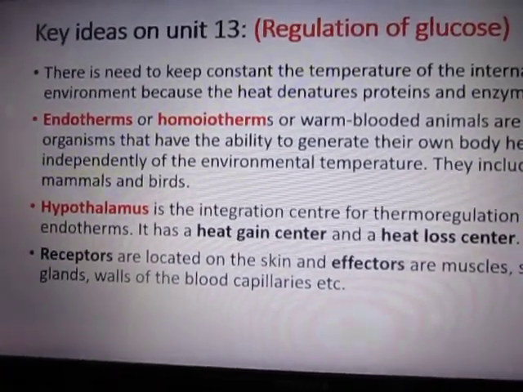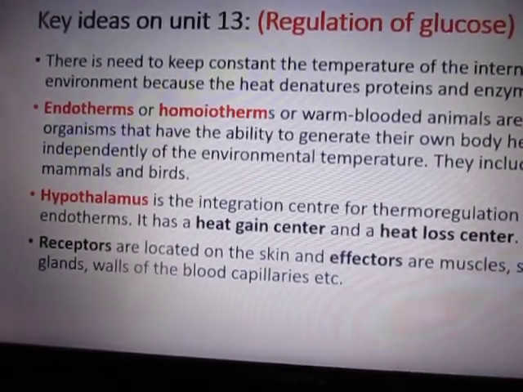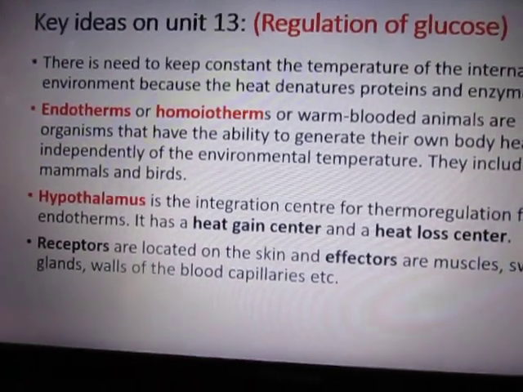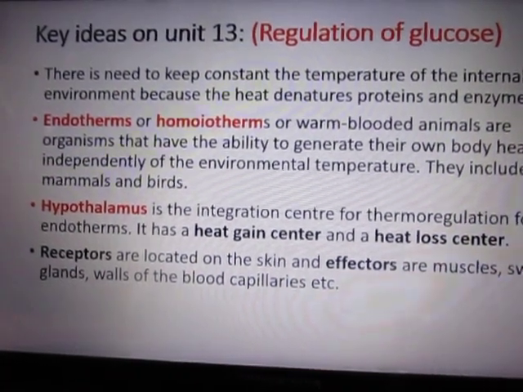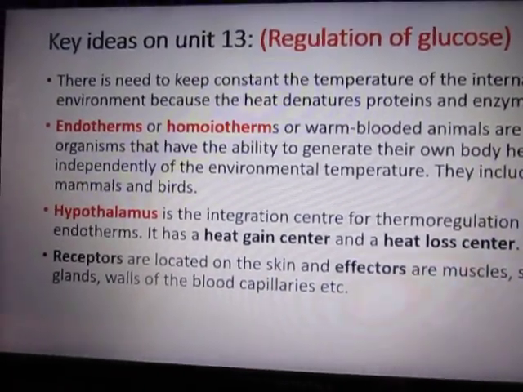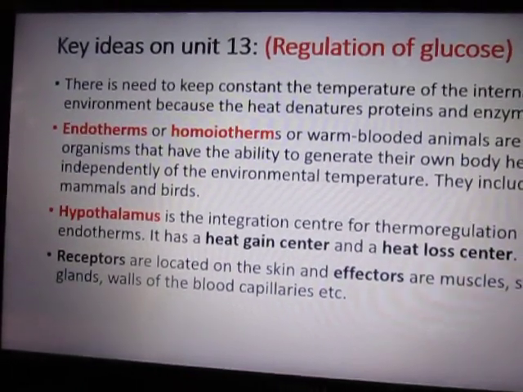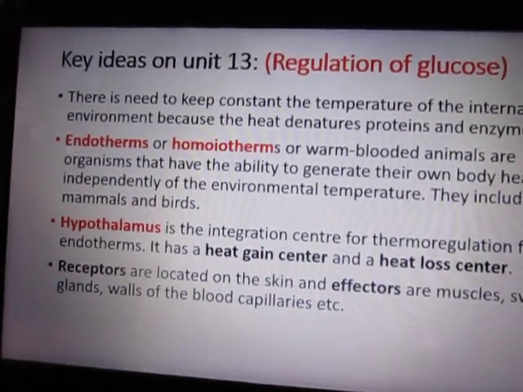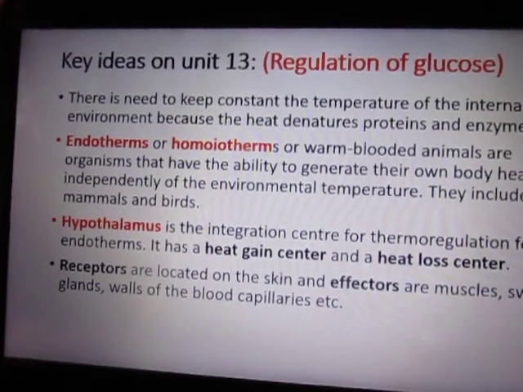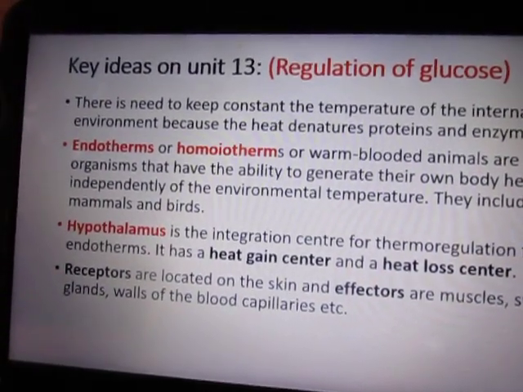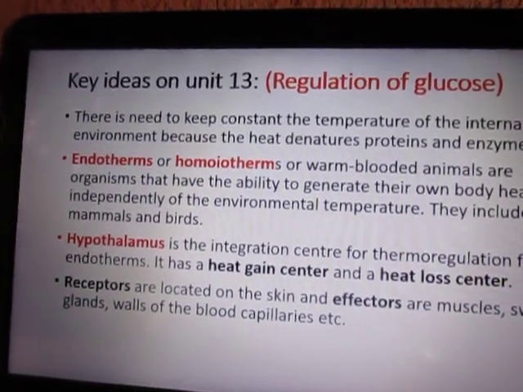We have receptors, which are basically located on the skin. The skin can detect that it is hot or cold. We also have the effectors. Where do we find them? We find them on the muscles, almost all muscles, especially the erector muscles in the skin, which bring about shivering and make the hair rise when it is too cold. We have the sweat glands. We can also have the walls of the blood capillaries.